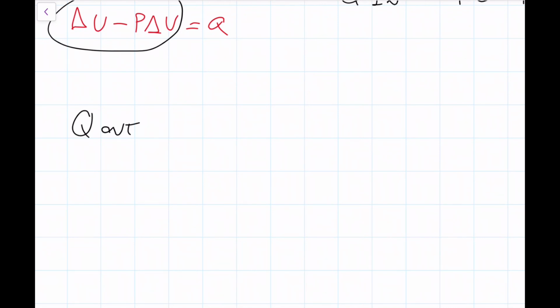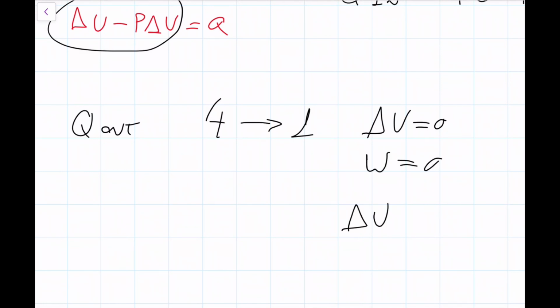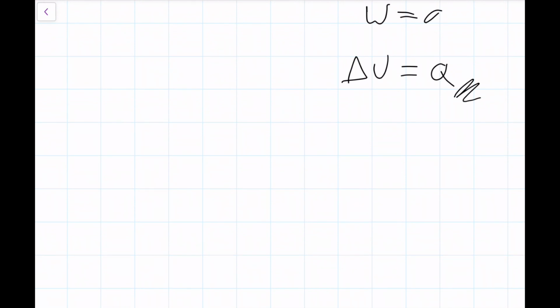Qout is the one that happens from 4 to 1. And from 4 to 1, delta V is 0, which means that my work is 0, which means my delta U equals my Q, right? First law of thermodynamics. So as long as I can find U4, because I already have U1, I can find my Q. So just like before, let's go ahead and do that.